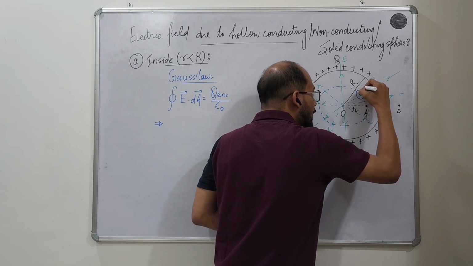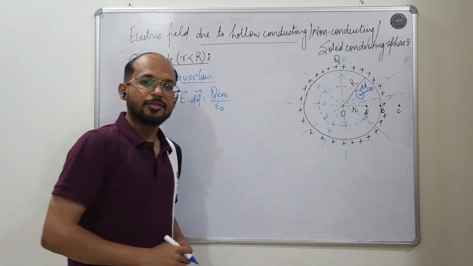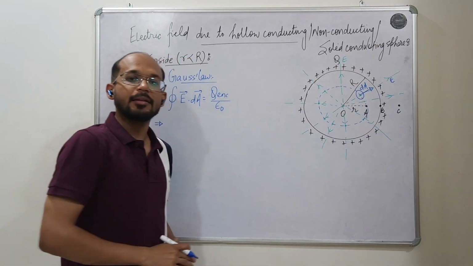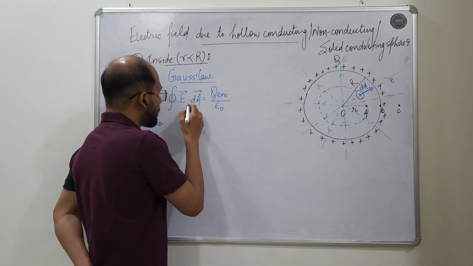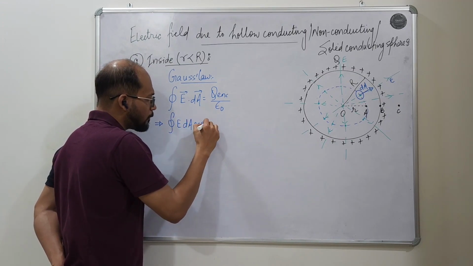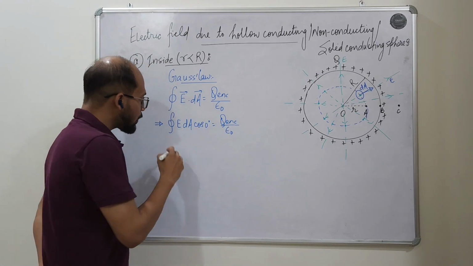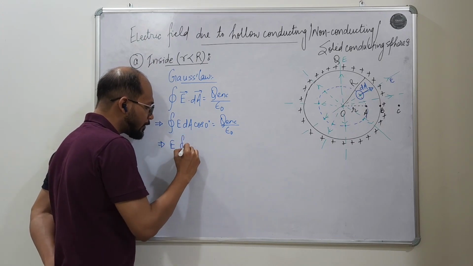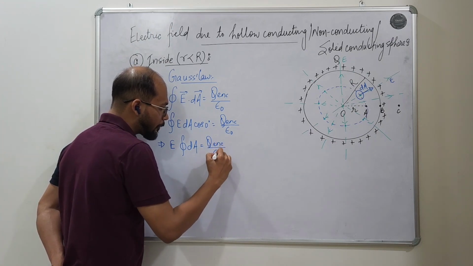We'll choose an elemental area dA, and the dA vector will be in this direction. That means the electric field vector and the dA vector are in the same direction. So we can write it as E dA cos 0, which is equal to Q enclosed divided by epsilon naught. Now, as we know, the electric field is constant, so we can take it out of the integration sign. This will be Q enclosed divided by epsilon naught.